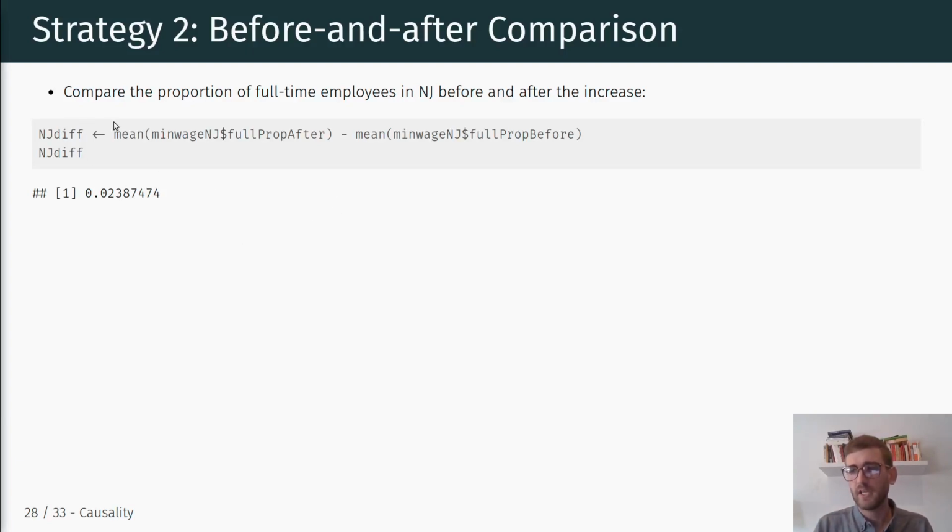But just to go through the logic, in order to make this comparison, we would look at the average difference in the full-time employment before New Jersey passed this law and after New Jersey passed this law. And again, we see an increase. So after New Jersey increased the minimum wage, we see a higher number of full-time employees. But of course, there are other factors. You know, the economic situation also probably changed. There was economic growth and things like that. So these potential time-varying confounders are still potential threats for our causal inference here.